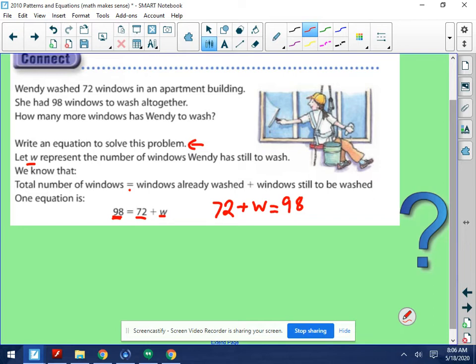You could even write the equation: 98, the total number of windows, take away the number of windows that she's washed, which is 72, will tell you how many windows she still has left to wash. That equation is fine as well.